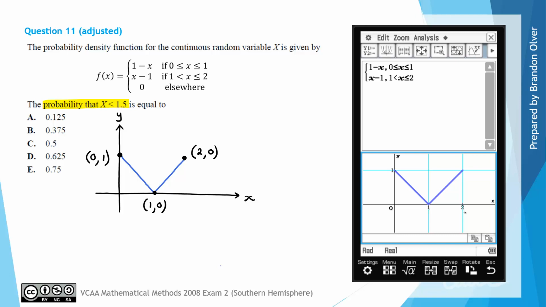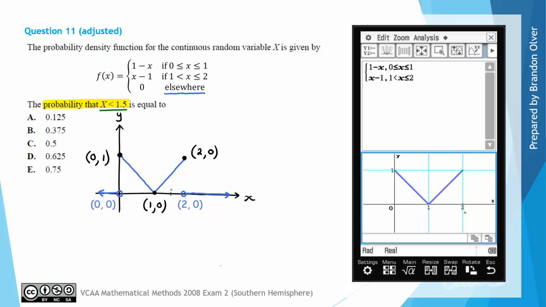If this was a proper probability density function, and we were getting marked on this, we'd also need to draw in where it's 0 everywhere else. So we'd have open dots here, and straight lines pointing in either direction along the x-axis to represent that 0 elsewhere part of the probability density function. For this question though, we're just interested in the probability that x is less than 1.5.